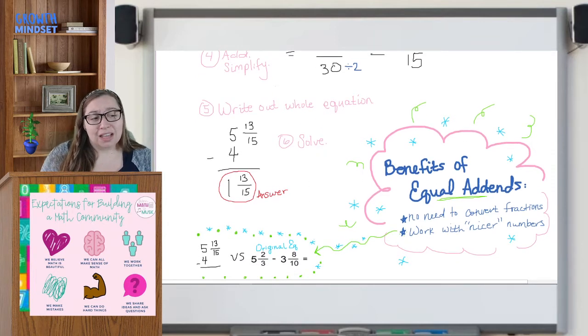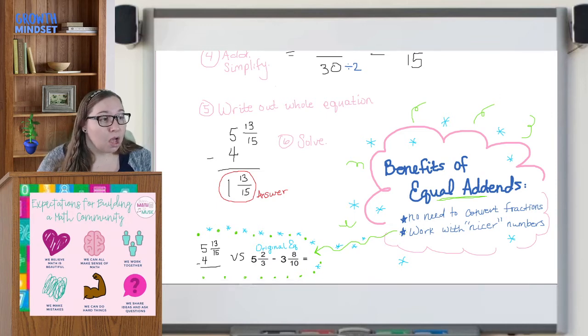So the benefits of using our equal addends non-standard algorithm is that there's no need to convert with messy fractions, okay? And then it also allows us to work with nicer numbers. Let's take a look. This was our original equation. And then once we were done doing our equal addends, this is our equation that we ended up using to solve our ultimate equation with, okay? We got the same answer from the standard algorithm to the non-standard algorithm, but the non-standard algorithm was a little bit easier, in my opinion, to deal with, okay?